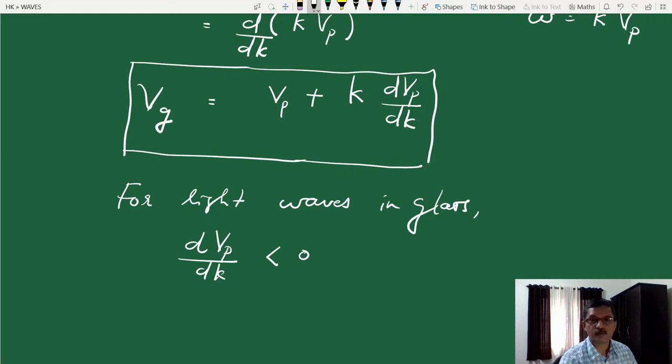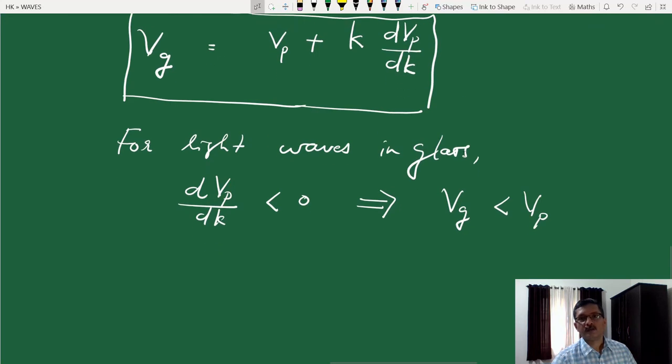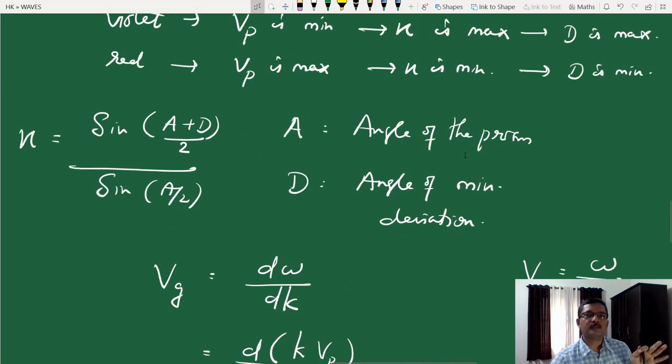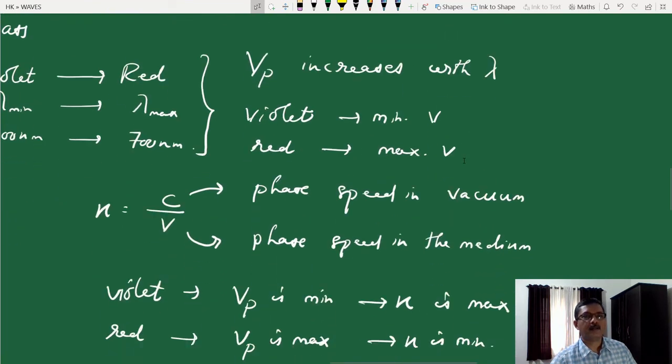The rate of change of phase velocity with k is negative, which means group velocity is less than phase velocity. The second term will be negative. So group velocity will be less than phase velocity for light waves in glass. This is the result of dispersive media. This is the idea of dispersion.